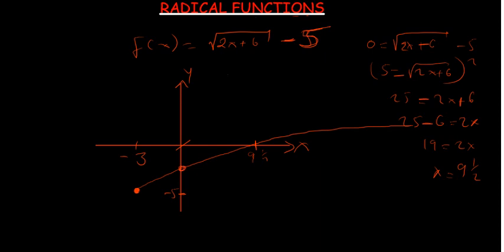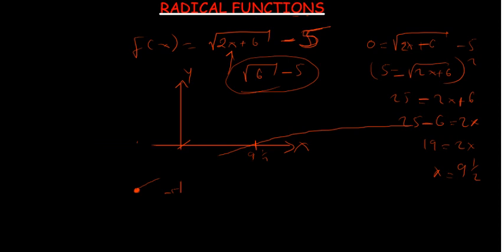We can put a 0 here. So that is going to give us the root of 2 times 0 is 0, and then 0 plus 6 will give us root 6 minus 5. So root 6 minus 5 is a negative number, so we can find that this is the y value when x is 0, which is at this point. So this is root 6 minus 5. Okay, so that is how we basically sketch radical functions.